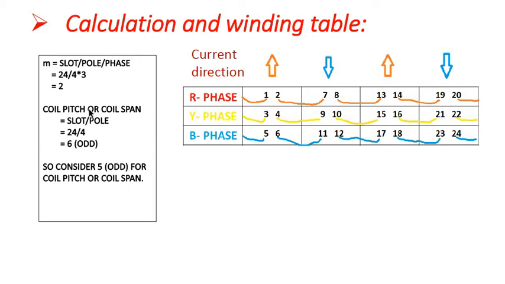Next calculation is for the coil pitch or coil span, and the equation for it is slots per pole. Our total number of slots is 24 and the number of poles is 4. So our answer for the coil pitch or coil span is 6, and it is an even number. Sorry, this is a mistake: 6 is an even number. So consider 5 or 7 for this calculation, as the coil pitch or coil span.